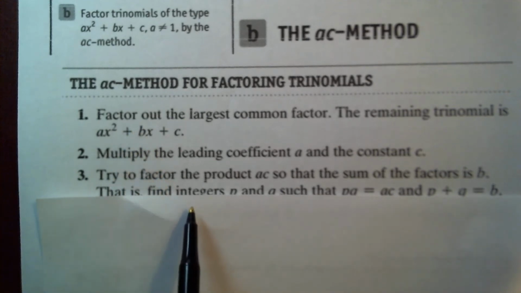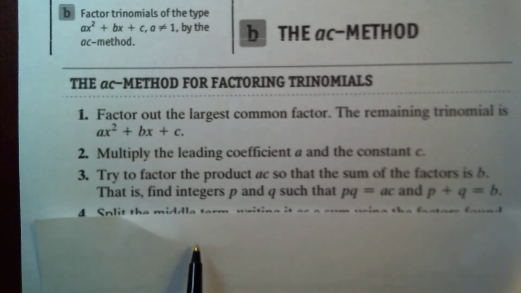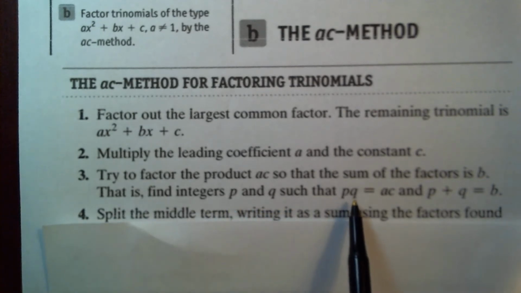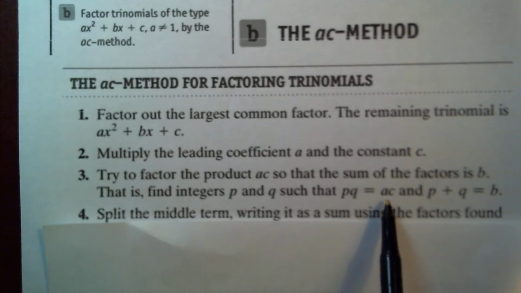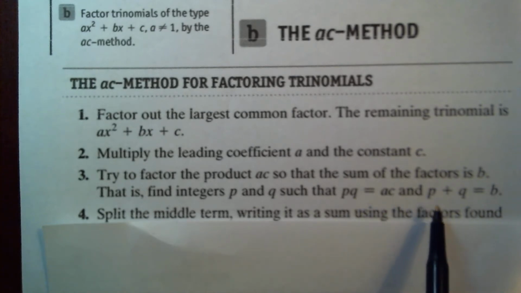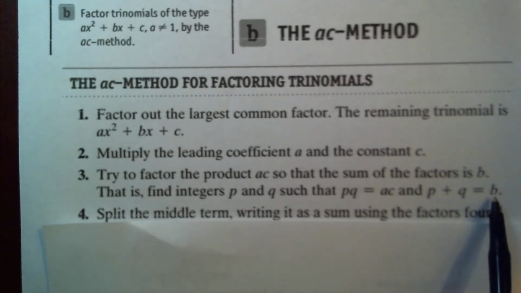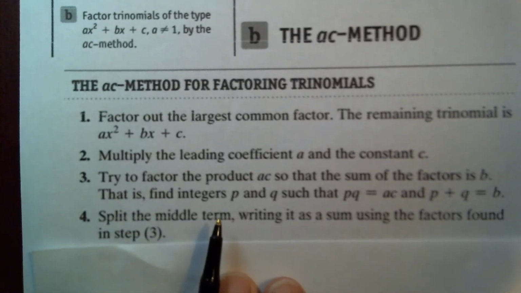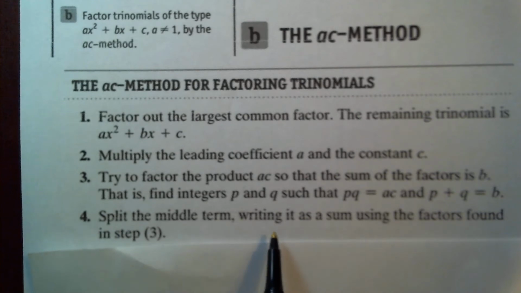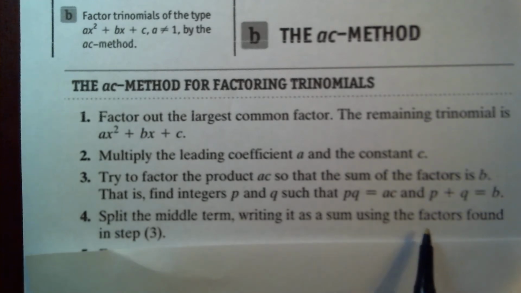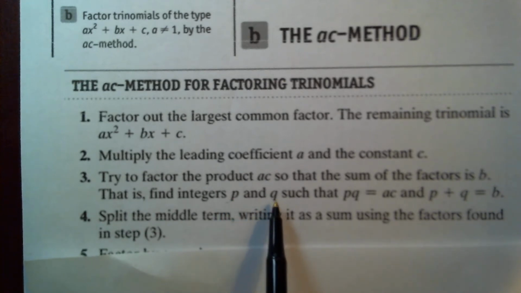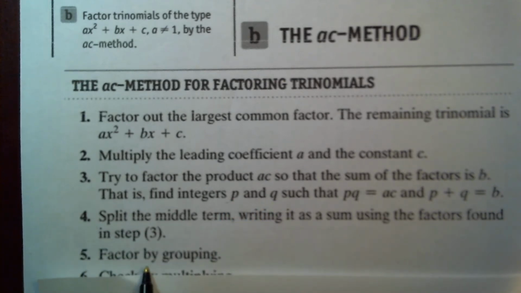It sounds a little bit confusing, but once you see it, that is, we find integers p and q such that p times q equals ac, the product equals a times c, and the sum of the factors equals b. And then we split the middle term, writing it as a sum using the factors found in step 3. That's p and q. So those are the factors here. And then we factor by grouping, and we just reviewed that.